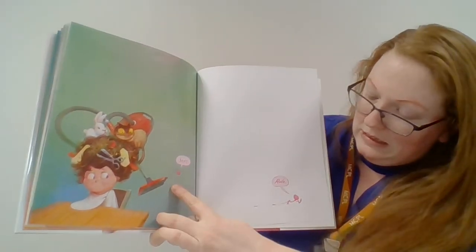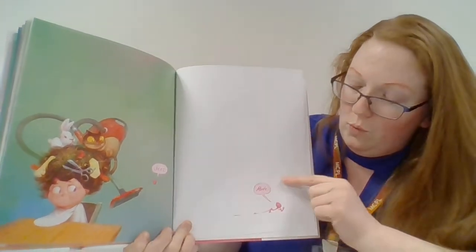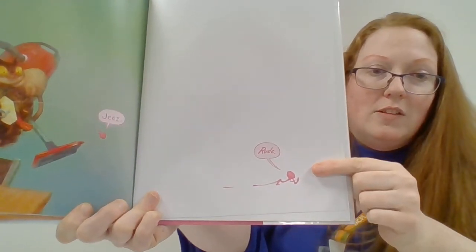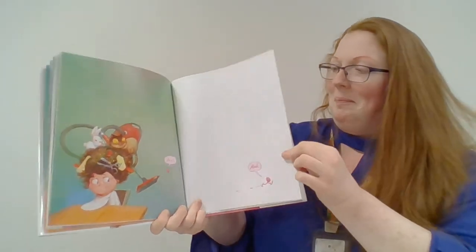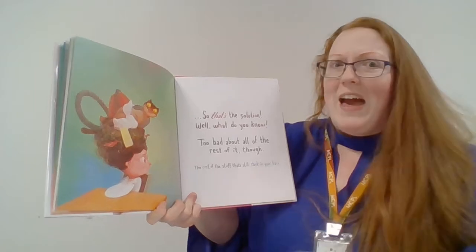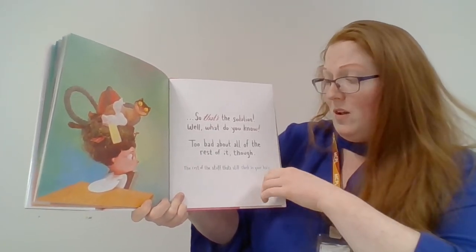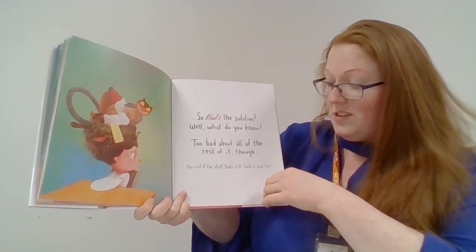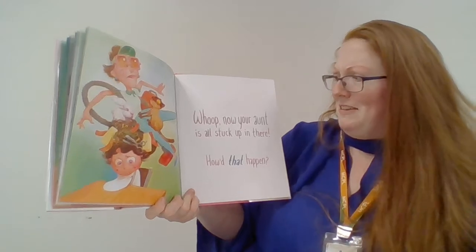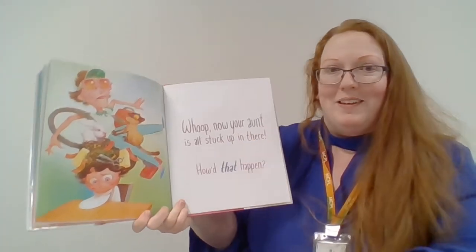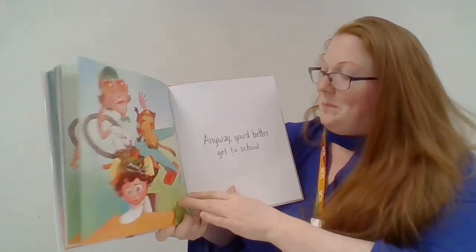Jeez. What's that? That little pink thing hopping out. Rude. It looks awfully sticky and pink and gum-like. So that's the solution. Well, what do you know? Too bad about all of the rest of it, though. The rest of the stuff that's still stuck in your hair? Whoop! Now your aunt is all stuck up in there. How'd that happen? She's a little bit bigger than the gum.